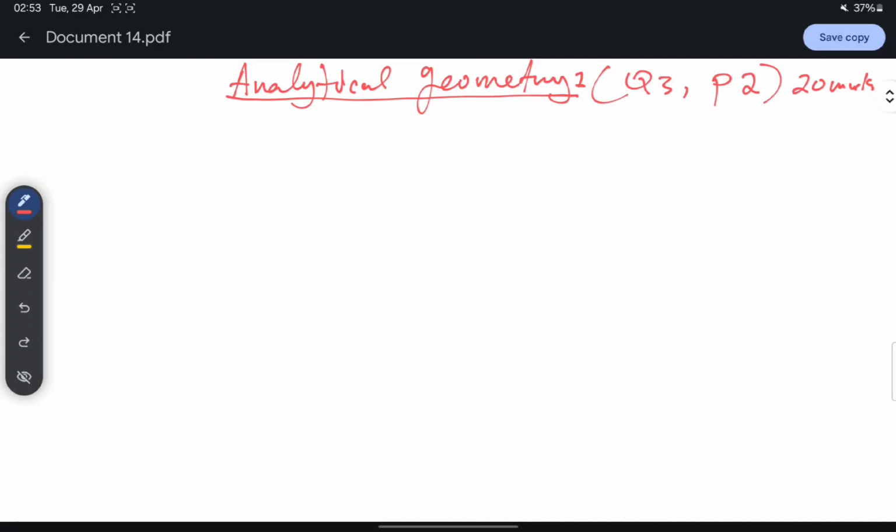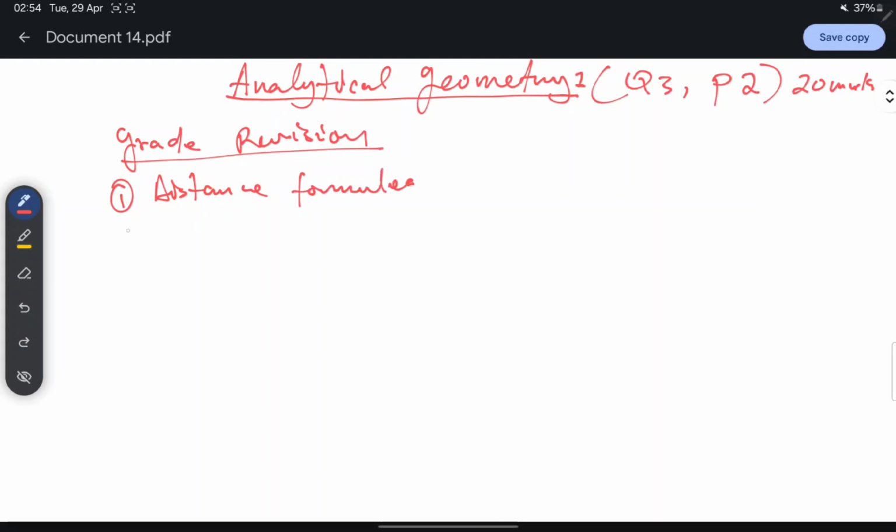So under analytical geometry, we are going to do the grade 11 revision, which consists of: one, the distance formula; two, the gradient formula; three, the midpoint formula.